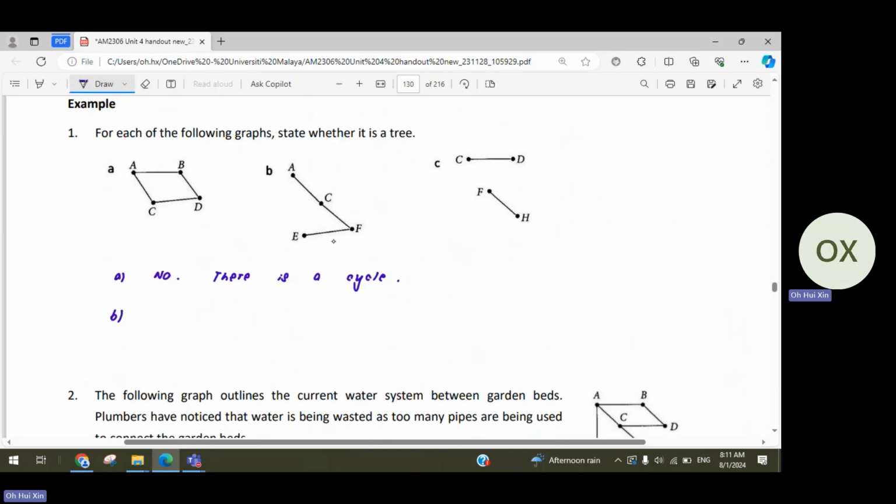Then for part B, you can see that in this case, you don't have any cycle, right? And the graph is connected. So that's why yes, it's a tree.